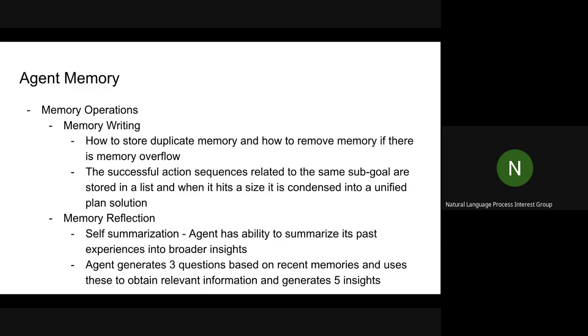And then memory operations. The other ones are writing and reflection. For memory writing, the question is how to store duplicate memory and how to remove memory if there's memory overflow. The successful action sequences related to the same sub-goal are stored in a list, and when it hits a size, it is condensed into a unified plan solution. This is one approach from one paper.